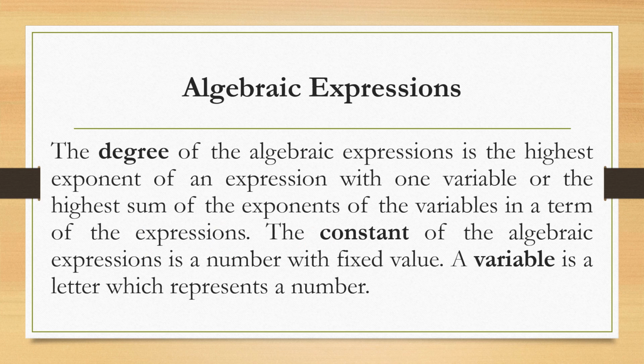So, next one is the degree of an algebraic expression. It is the highest exponent of an expression with one variable or the highest sum of the exponents of the variables in a term of the expressions. So, we have the constant of the algebraic expressions. It is a number with fixed value. And a variable is a letter which represents a number.